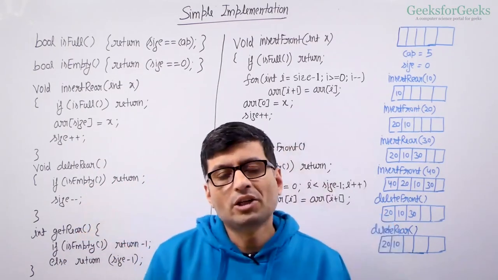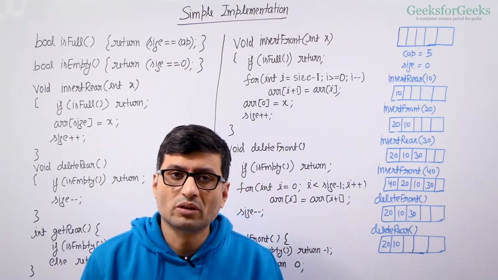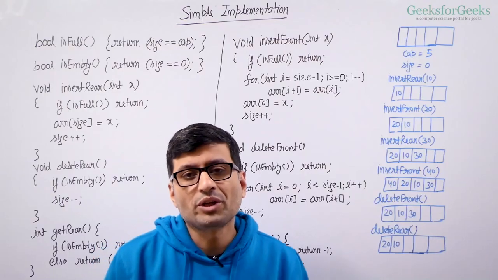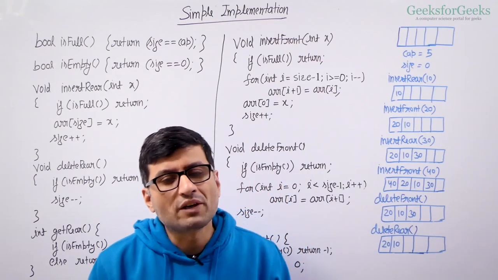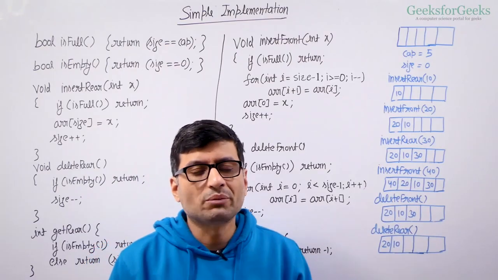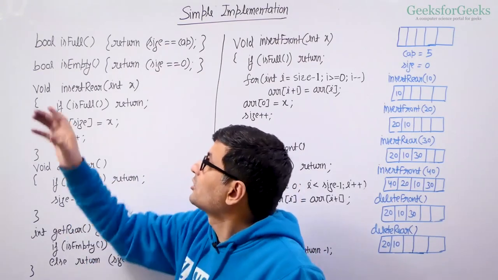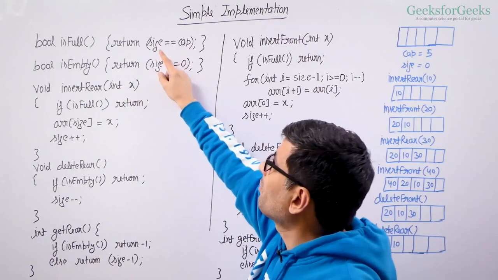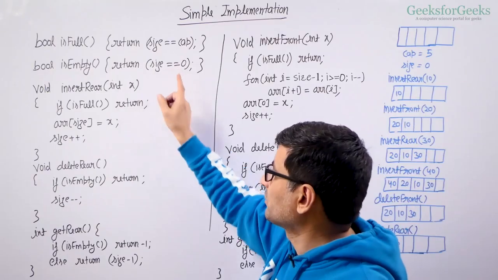That's all. In both the insert functions, we check if DQ is full. If DQ is full, then we cannot insert an item, we simply return. And in both the delete functions, we check whether DQ is empty or not. If DQ is empty, we cannot delete an item. So conditions for empty and full are simple. For full, we check size equal to capacity, and for empty, we check size equal to 0.